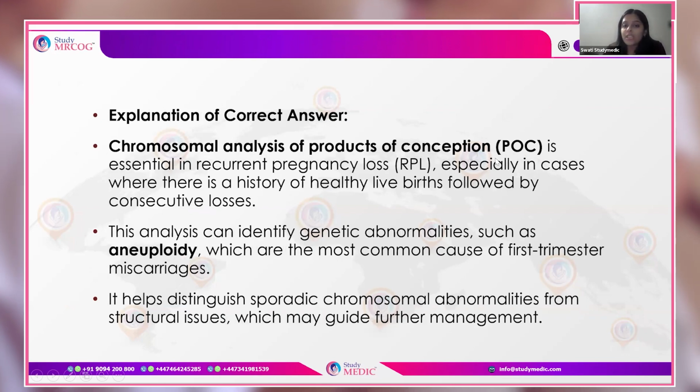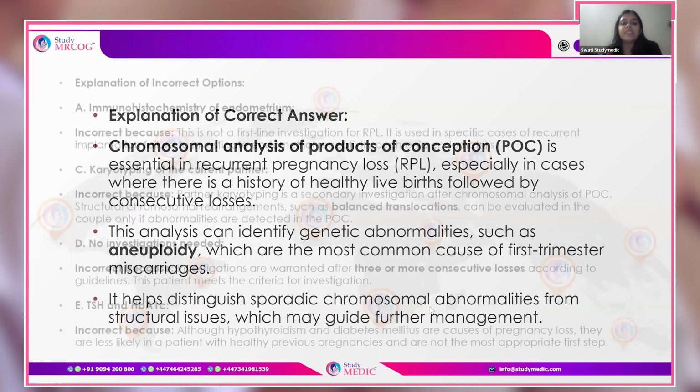So first, chromosomal analysis of POC is essential, especially in cases where there is a history of healthy live births followed by consecutive losses. This would identify what? Things like aneuploidy, which are the most common cause of first trimester miscarriages. Also, it helps distinguish sporadic chromosomal abnormalities from the structural issues, which might guide further management.